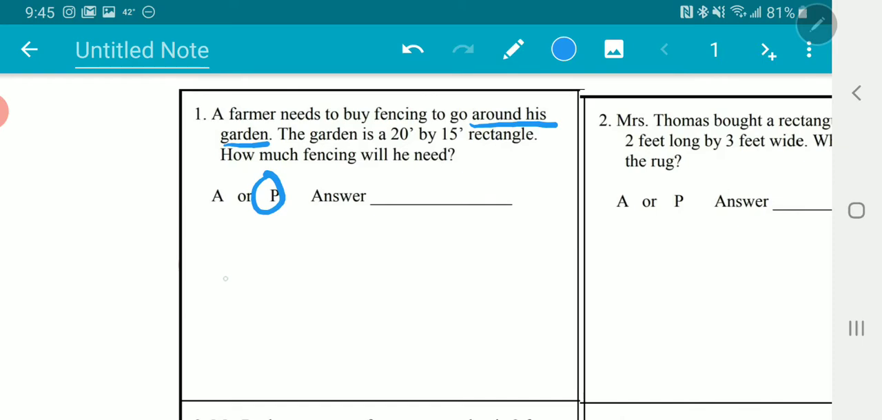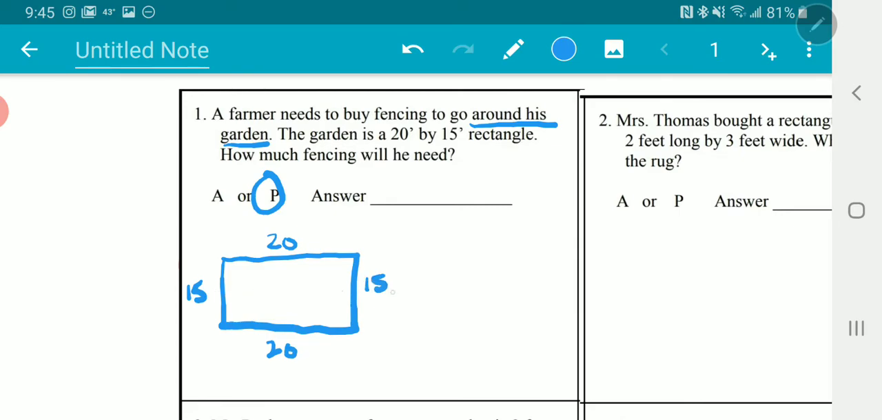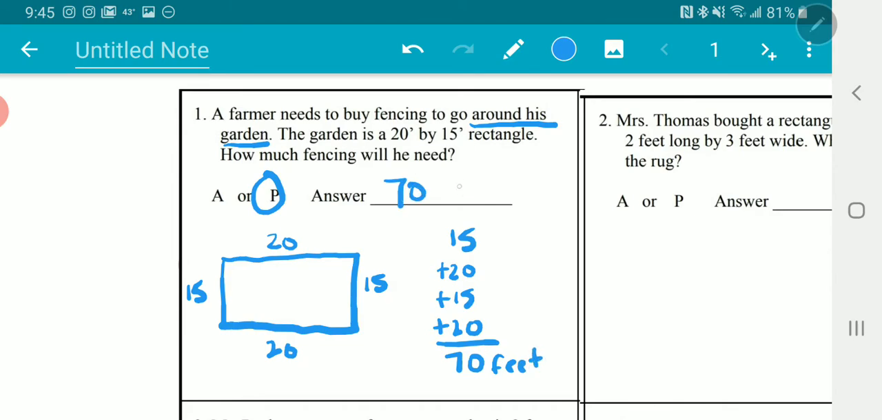So what this would look like is, hey, I've got myself a garden here. It says it's a rectangle, so I'm going to draw a rectangle. It is 15 feet by 20 feet. Okay, so I know perimeter means the distance around. So to solve this, I would need to find my other sides. Well, if my top is 20, then my bottom also has to be 20. If my left side is 15, my right side also has to be 15. So to solve this question, it would just be 15 plus 20 plus 15 plus 20. Okay, when I do this, I get a total of 70 feet as my answer. So my answer is just going to be 70 feet. That was a perimeter question, okay?